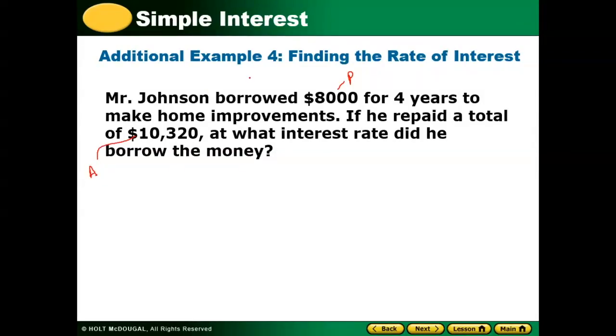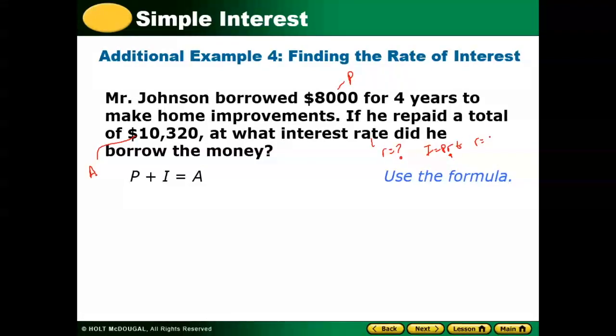So we're given amount and we're given principal. At what interest rate did he borrow the money? Here's the thing, we're kind of working backwards in this case. In order to find rate, right, we have I equals PRT. So in order to find rate, I need to have my interest, my principal, and my time.